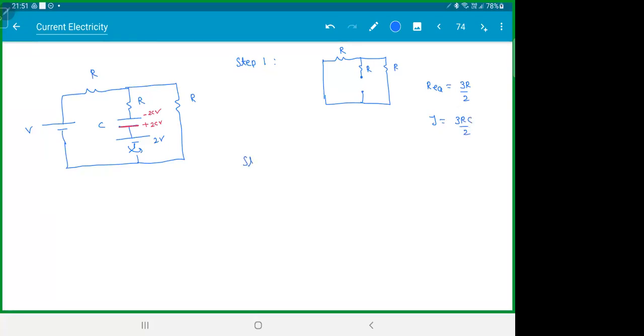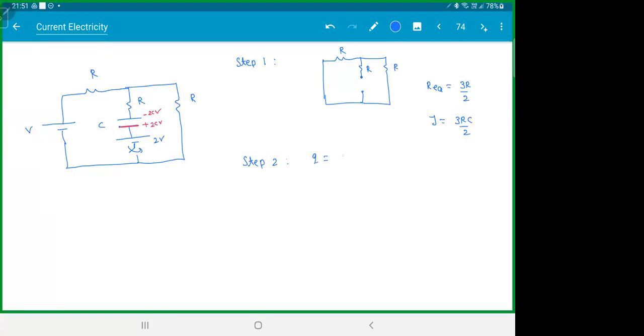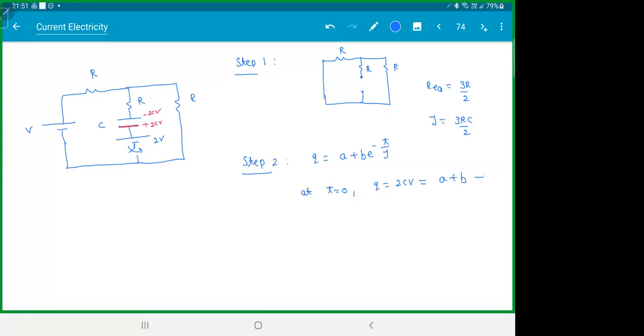Step 2. Sir, A is 2CV. Q is equal to A plus B e power minus T by tau. Now be careful here. At T0, what is the charge? It is not 0. At T0 the charge is 2CV. And this will be A plus B. This is your equation 1.